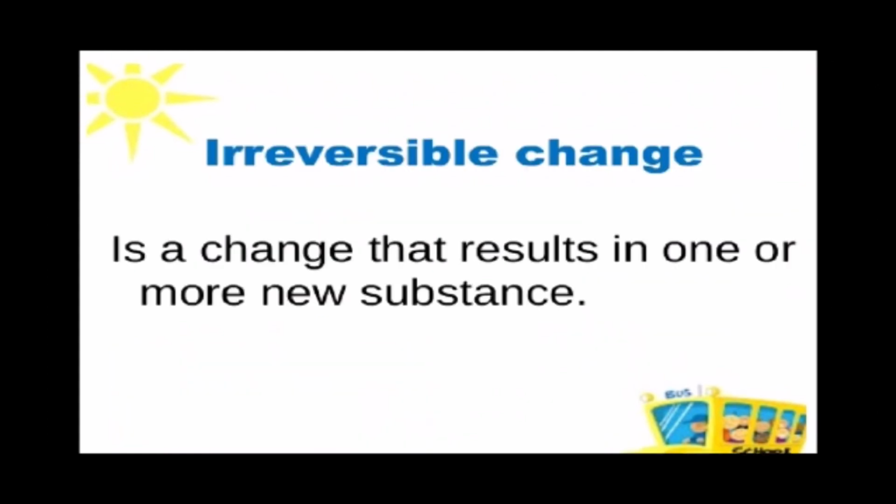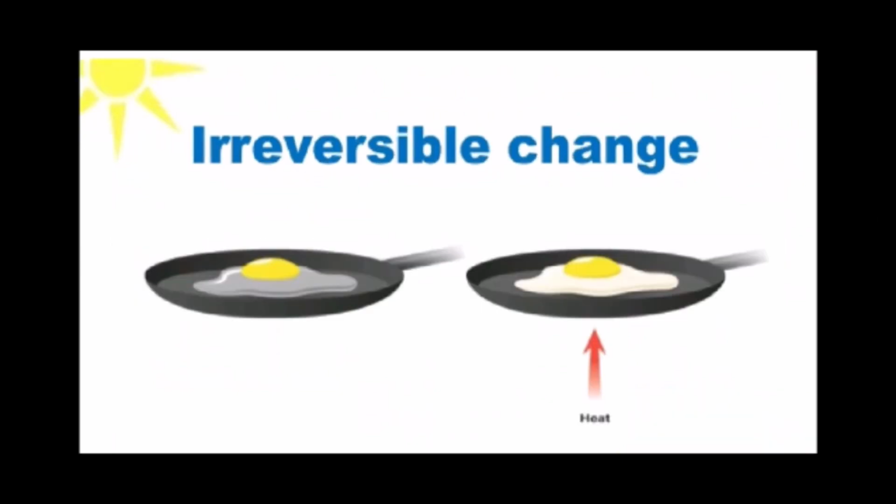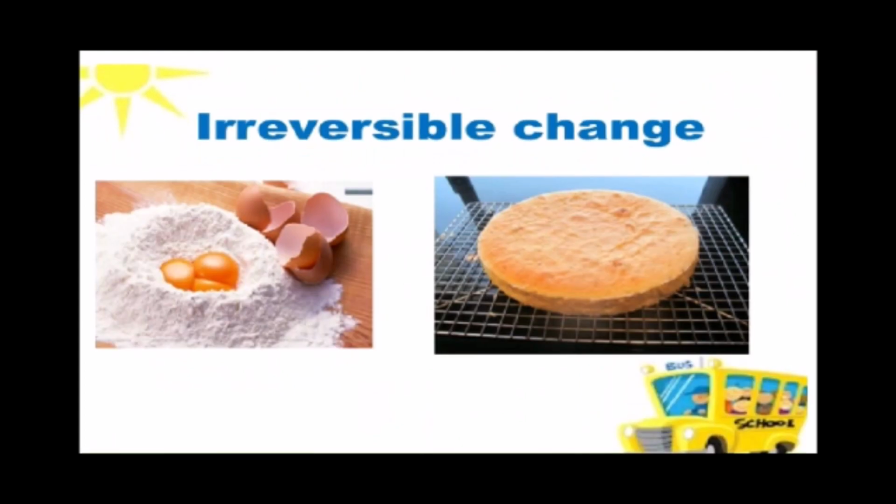Now, what is irreversible change, what we were talking about? It is a change that results in one or more new substances. Look at the picture. When an egg is fried on the frying pan, it becomes an omelette. Can you turn that omelette again into an egg? No. Similarly, eggs used in baking a cake cannot be reversed back to their ingredients.